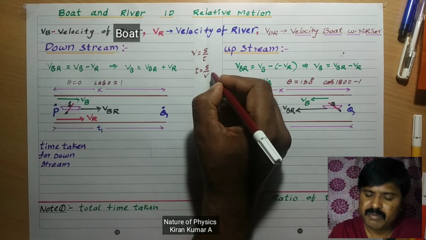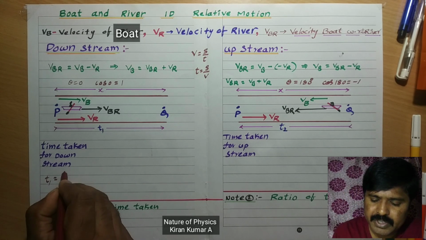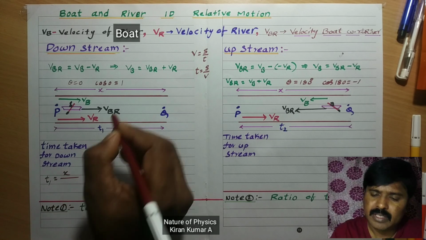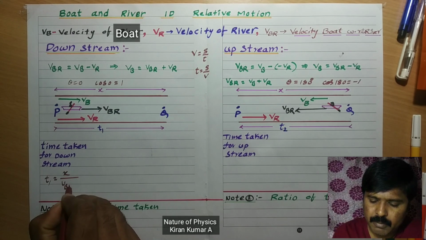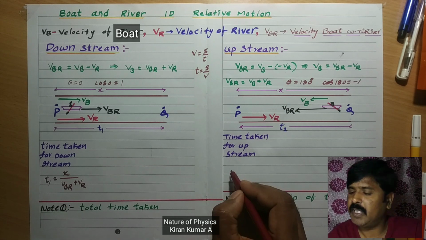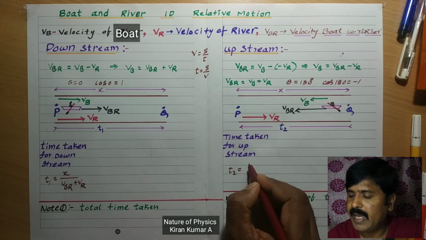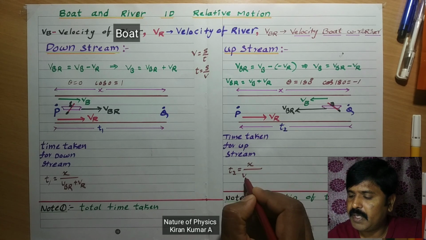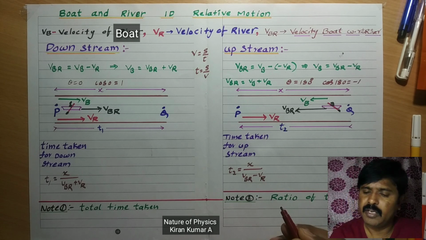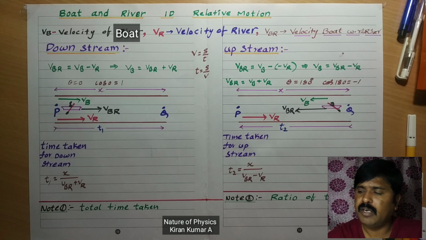From this basic formula, T1 equals x divided by the velocity of boat, that is Vbr plus Vr. Now the time taken for the upstream, T2, equals x divided by Vbr minus Vr. Next we use the parallelogram law of vectors.